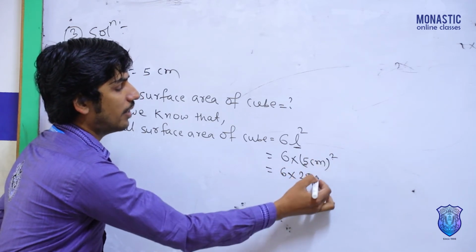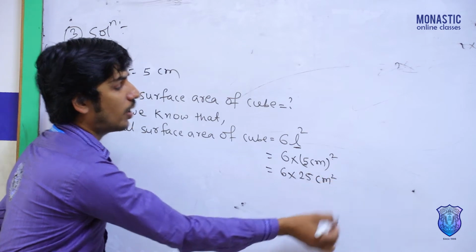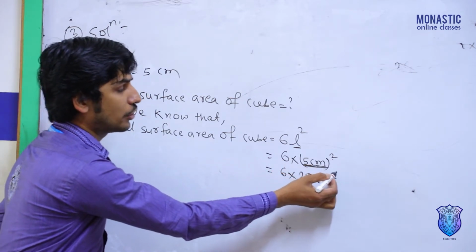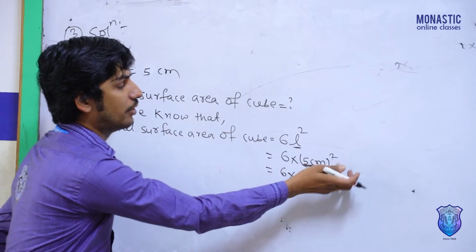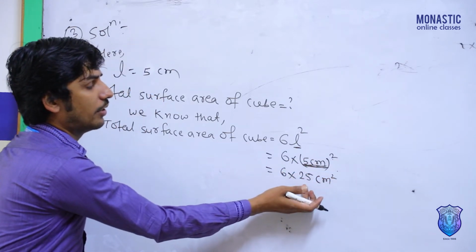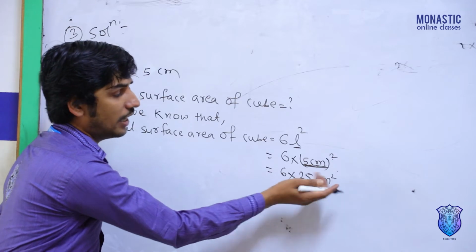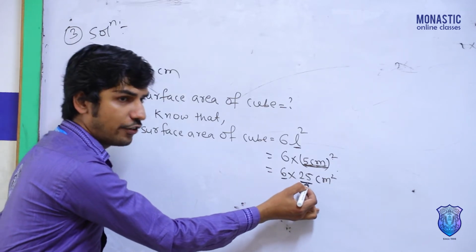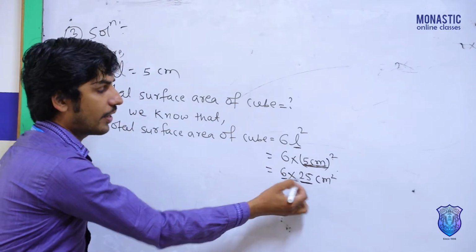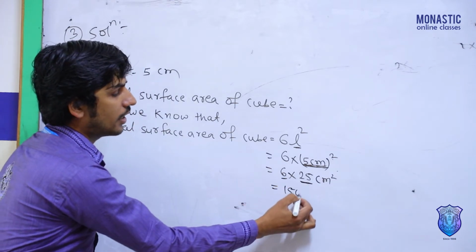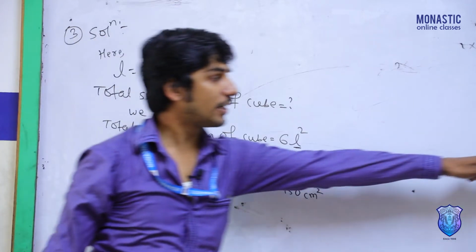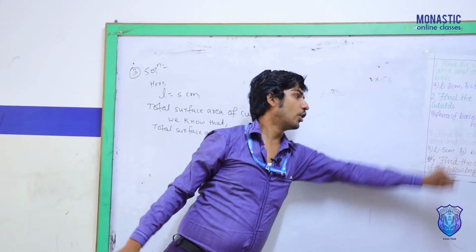Now cm into cm is how much? Square cm. So why? Because when you multiply this 5 cm 2 times, means 5 cm into 5 cm, 25 square cm comes. After this multiply both, which are 25 and 6. How much is coming? 150 square centimeter.